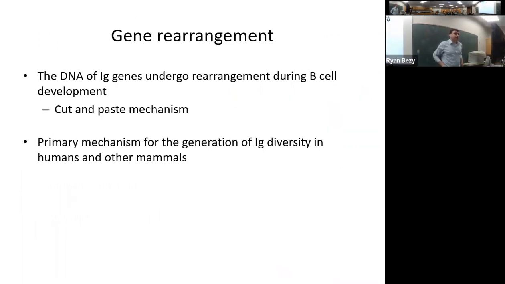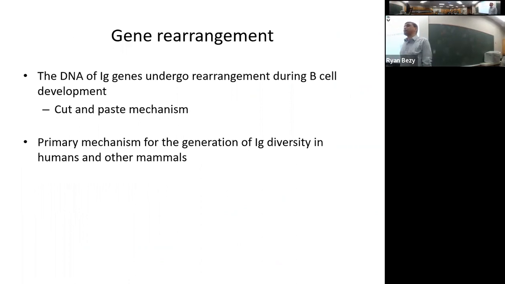Okay. So they were undergoing rearrangement during B cell development. Think of this as a cut and paste. It's actually mostly just a cut mechanism. Actually, you know what? That's wrong, I said cut and paste. Honestly, they've got a couple portions of DNA and they cut out everything in between and then stitch the two together. So cut and paste is wrong. I don't know why I put that up there, but it's just cut. And I'll show you that in a second.